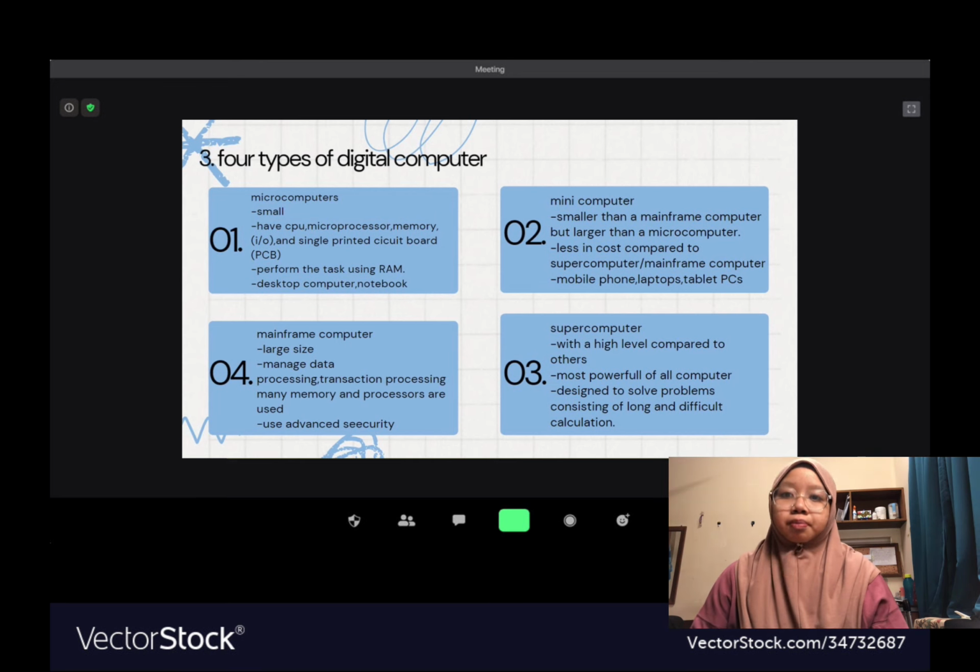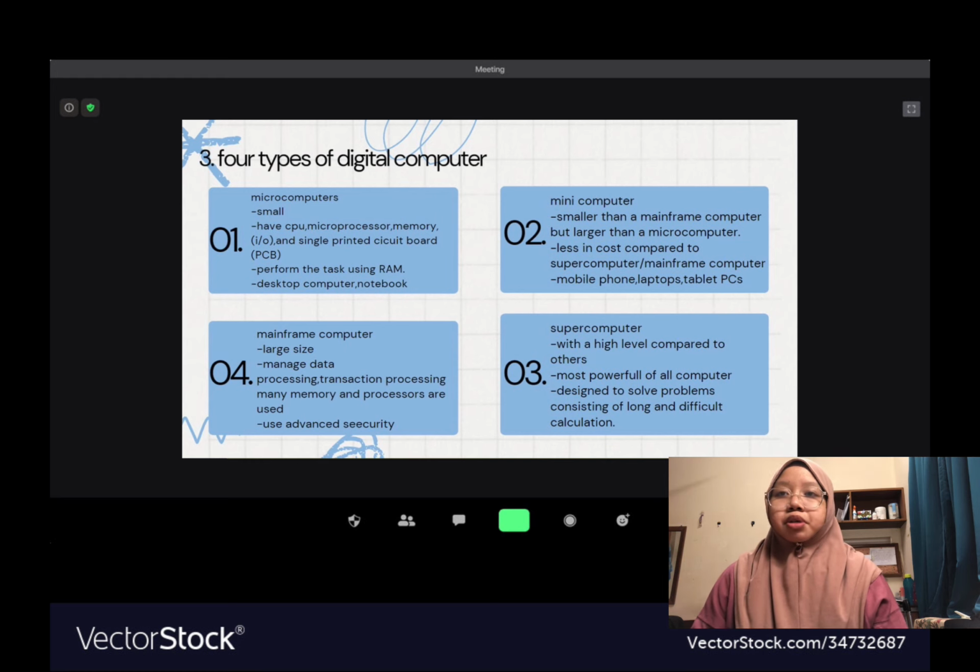A microcomputer has a small size and contains a CPU, microprocessor, memory, input and output (I/O), and a single printed circuit board (PCB). And a microcomputer performs tasks using RAM. Examples of microcomputers are the desktop computer and notebook.